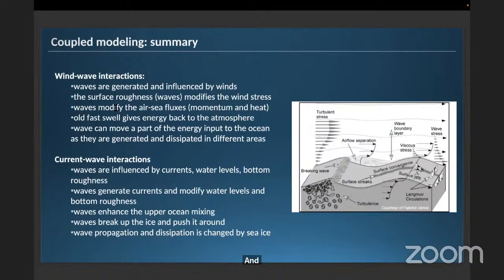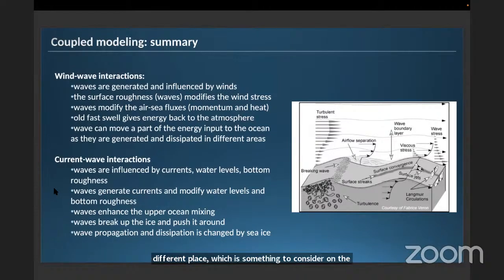And then we have seen that if the waves are going fast enough, they are not taking energy from the atmosphere, but giving back energy towards the atmosphere, which can be important too. And also, a wave can move part of the energy input to the ocean. So the atmosphere gives energy to grow the waves, and then the waves propagate and will break at a different area. And so the input of energy into the ocean will be in a different place, which is something to consider.